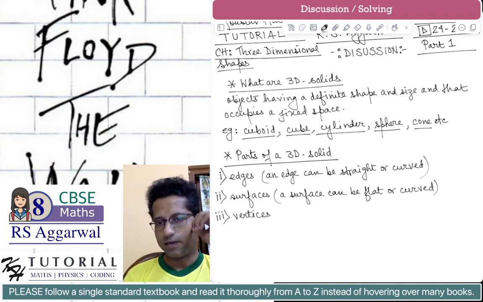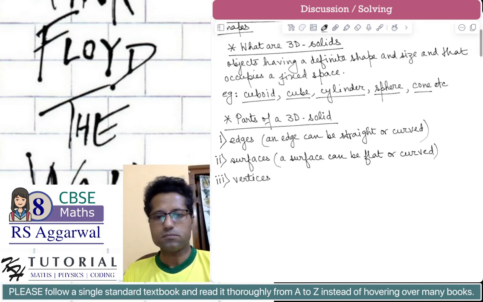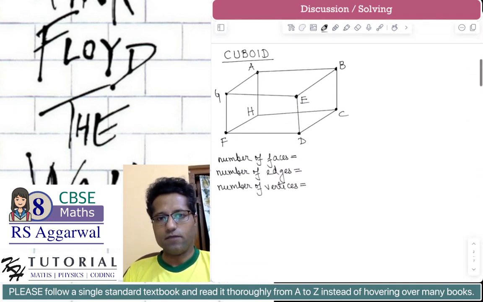Now remember that not every 3D solid will have all these parts. These are the basic parts that are mostly available in the 3D shapes, but some 3D shapes may not have an edge, or may not have a surface, or may not have vertices. Now let's discuss all these parts for cuboid, cube, cylinder, sphere and cone. Okay. So first we have the cuboid.